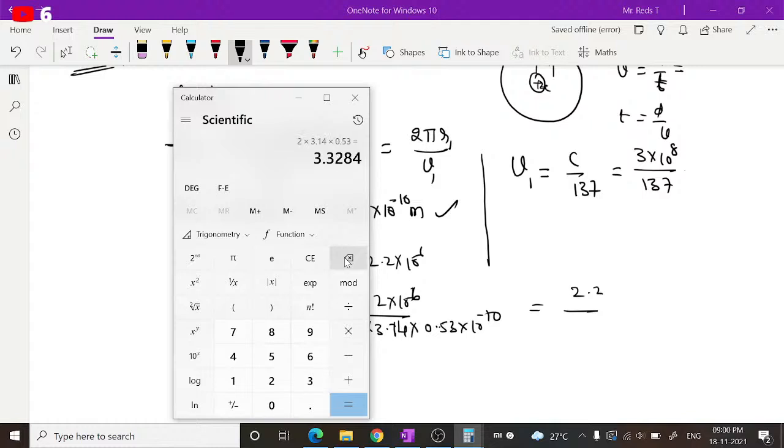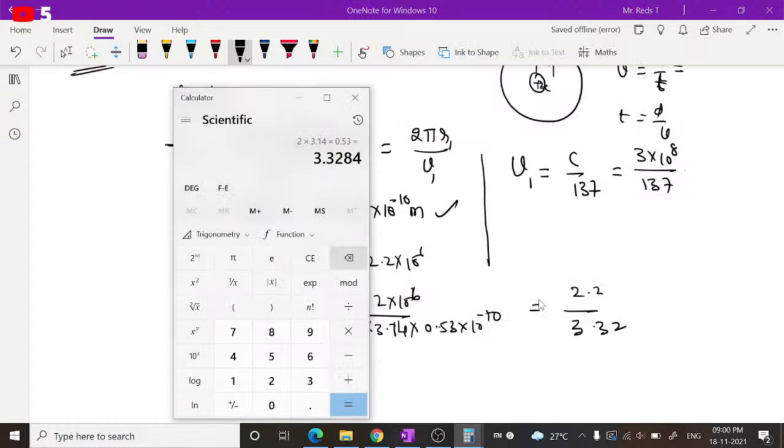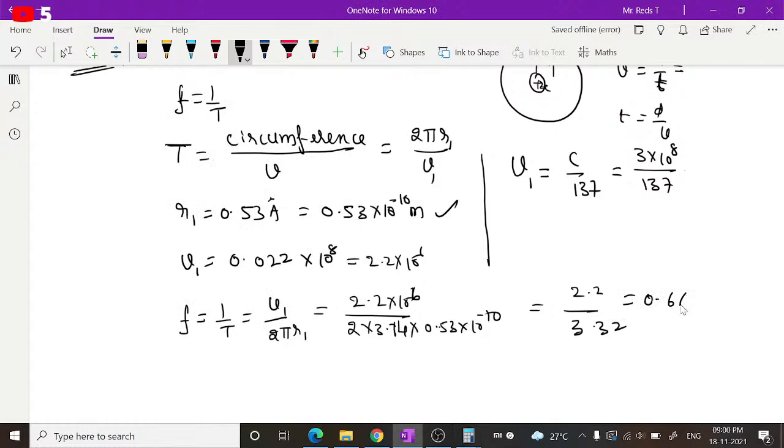So it gives you 3.32, the denominator 32. So 2.2 by 3.32. So you can write 2.2 divided by 3.32 is equal to 0.66 into 10 power plus 6. If it goes here, it becomes plus 10 plus 16.